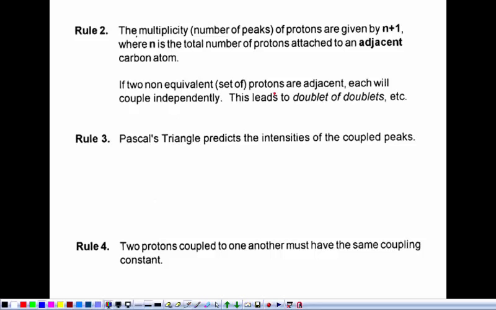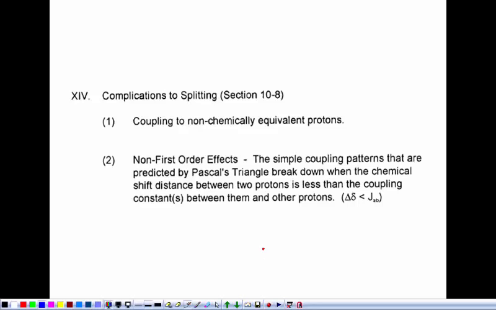We've already talked about the N+1 rule, and about how you get N peaks if you're in between 2 non-equivalent groups. So if you've got a CH2 on one side and a CH3 on the other, to estimate the peaks, just add up the total numbers. We've talked about Pascal's triangle, which gives us the 1 to 2 to 1 triplet or the 1 to 3 to 3 to 1 quartet. If 2 protons are coupled to each other, they have to have the same coupling constant, and the coupling constant is constant. It doesn't change as the magnet gets stronger and stronger.